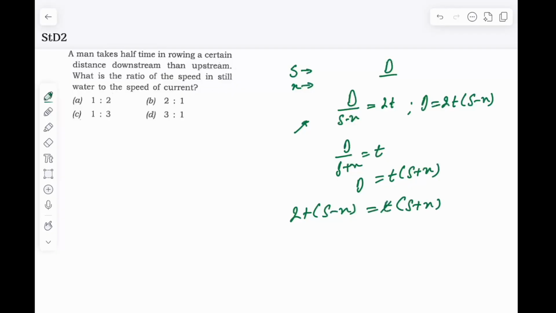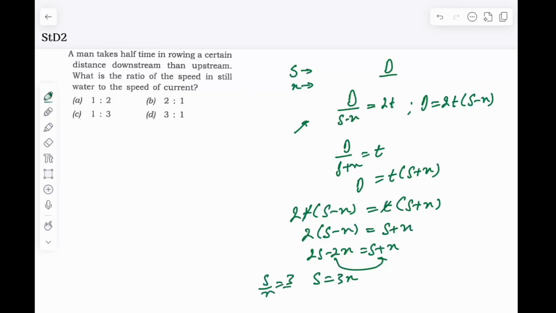T gets cancelled off, what I get is 2 into s minus x is equal to s plus x. So 2s minus 2x is equal to s plus x, and I put this there and I get s is equal to 3x. So the speed of this upon this is 3:1. This is the way we solve with an equation. Sometimes you can solve with the equation and confirm with a value.